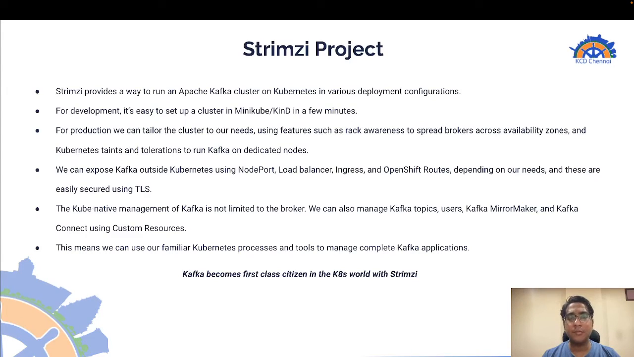The Kube native management of Kafka is not limited to the broker. Strimzi allows you to manage even the topics, users, MirrorMaker, Connect, everything using the custom resources. So it's kind of a one-stop shop for you to deploy everything related to Kafka. This means now we can get more and more familiar with Kubernetes processes and tools to manage our complete Kafka application. So the whole idea is to make Kafka a first class citizen in the Kubernetes world.